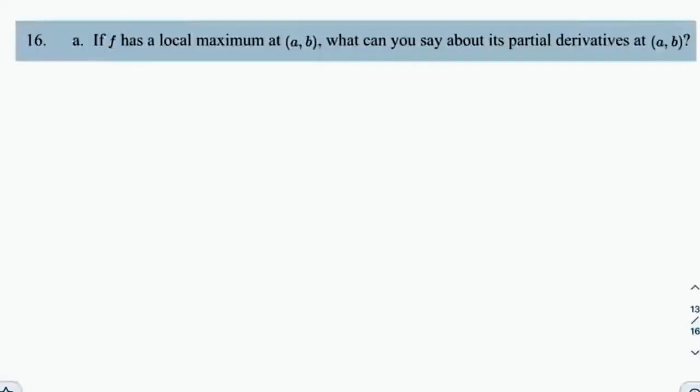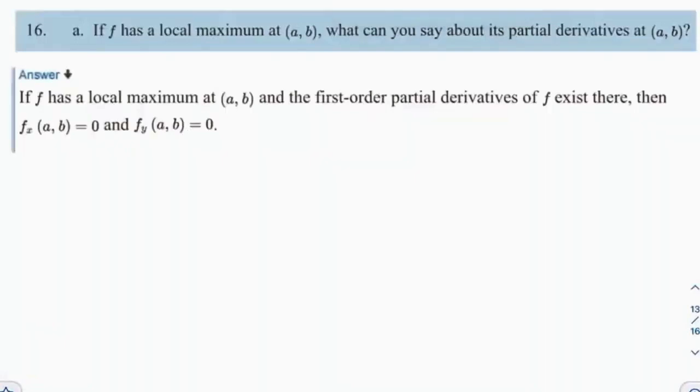If f has a local maximum at a, b, what can you say about its partial derivatives at a, b? If f has a local maximum at a, b, and the first partial derivatives exist over there, then the partial derivative with respect to x and the partial derivative with respect to y will both equal 0 at a, b. In other words, the gradient of the function will be equal to 0 at a, b.